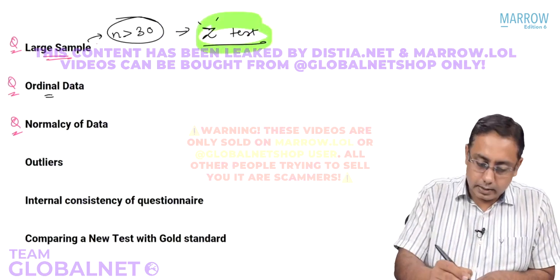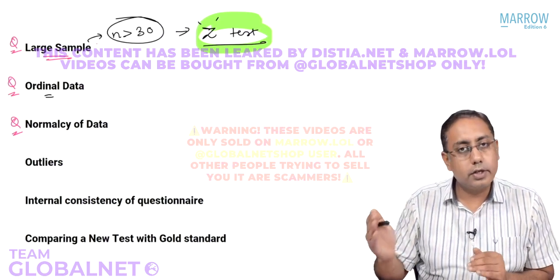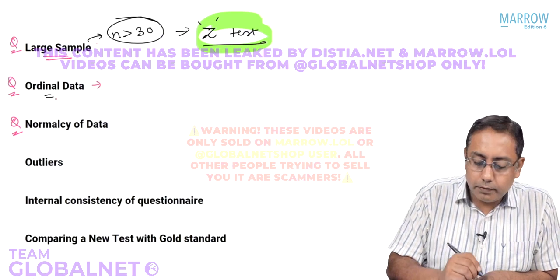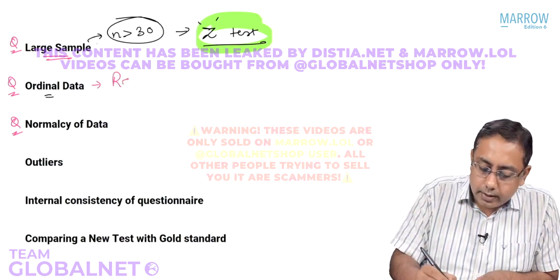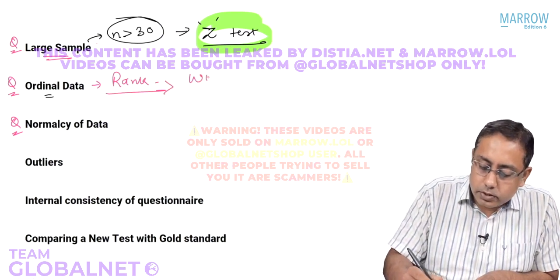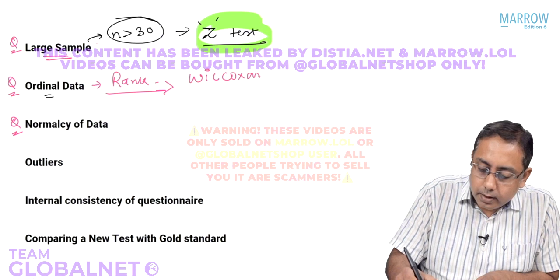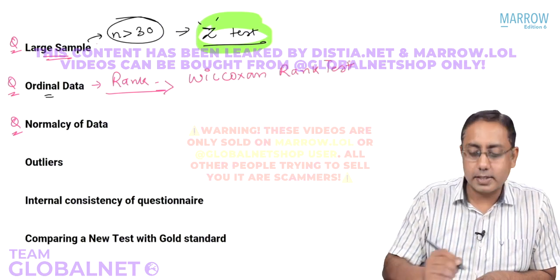For ordinal data, this can very well be your question. You remember nominal, ordinal, interval, ratio scales. For ordinal type of data where you have stages or grades, in those cases you need to rank them. So we do a rank test. What is the name of the rank test, beta? It is called the Wilcoxon rank test.